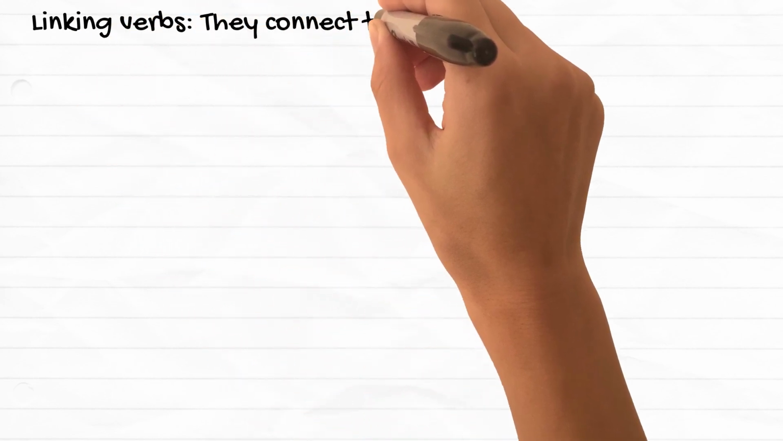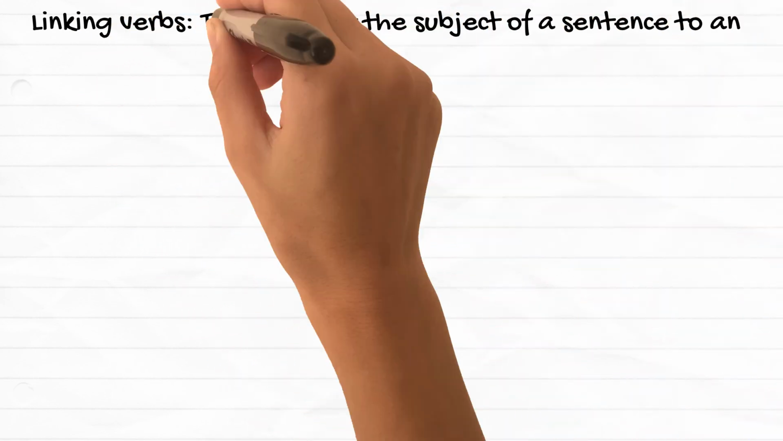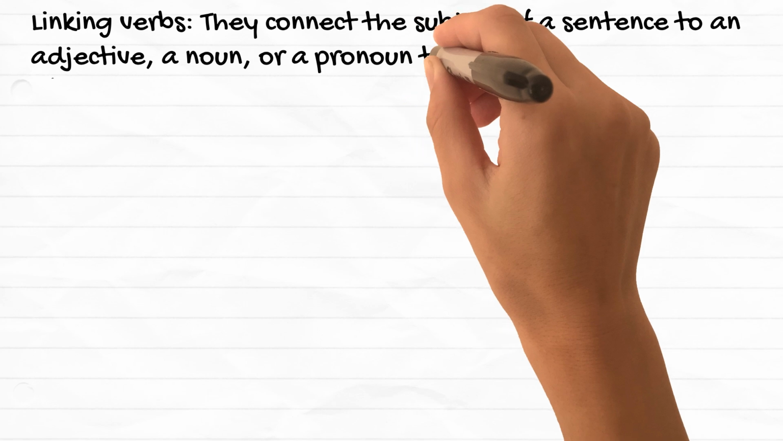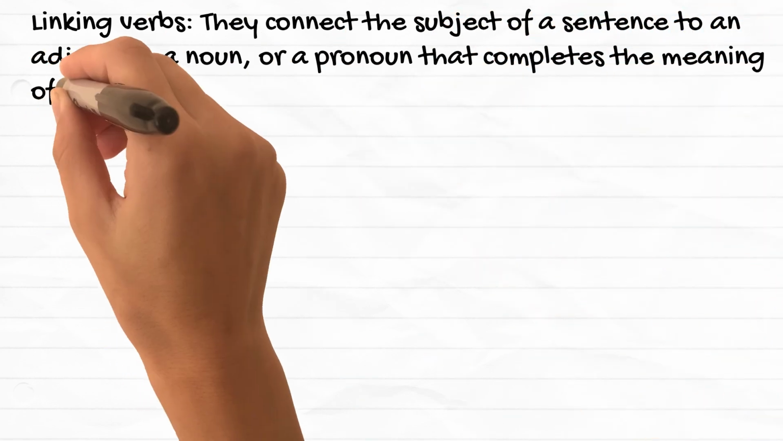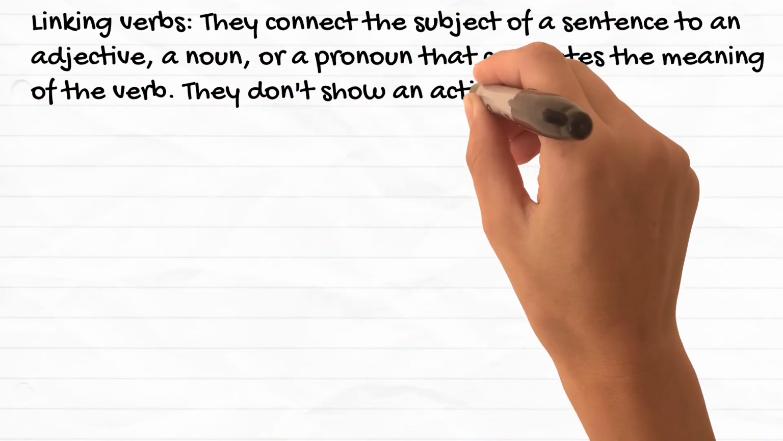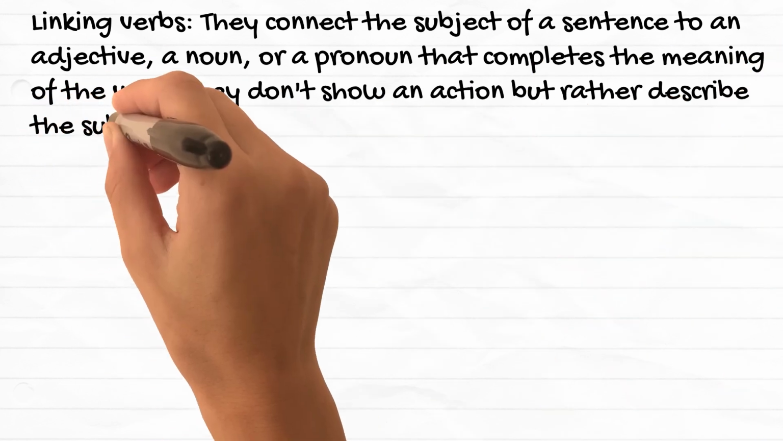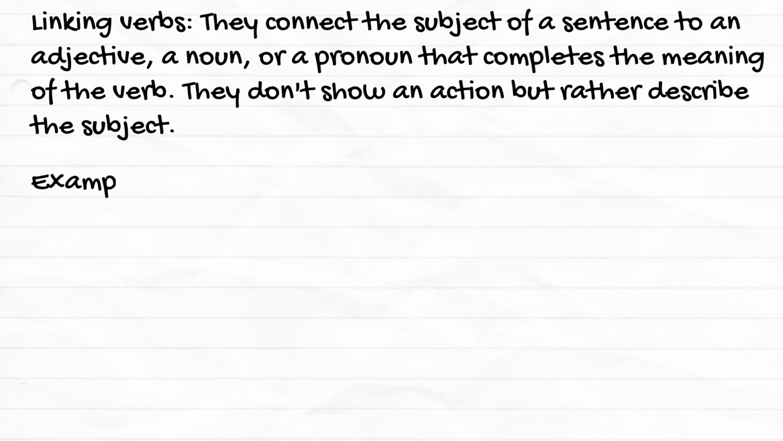Linking verbs connect the subject of a sentence to an adjective, a noun, or a pronoun that completes the meaning of the verb. They don't show an action, but rather describe the subject, like is, smell, taste, and seem.